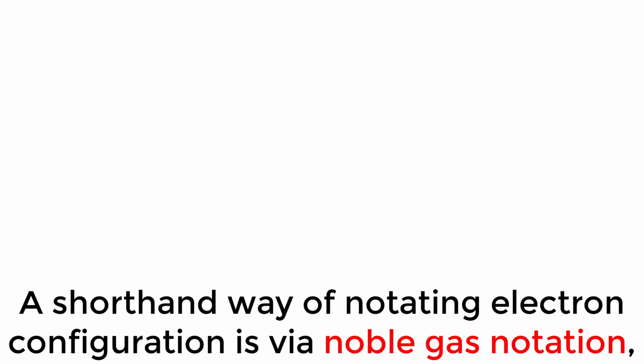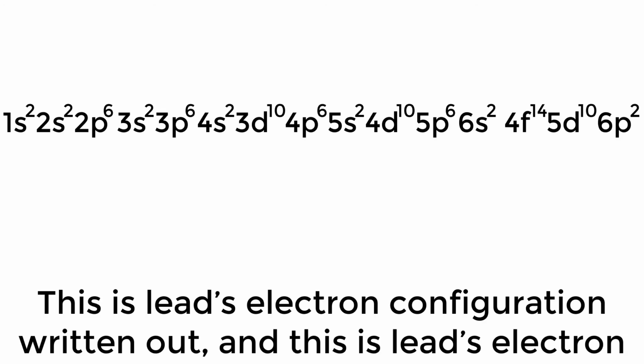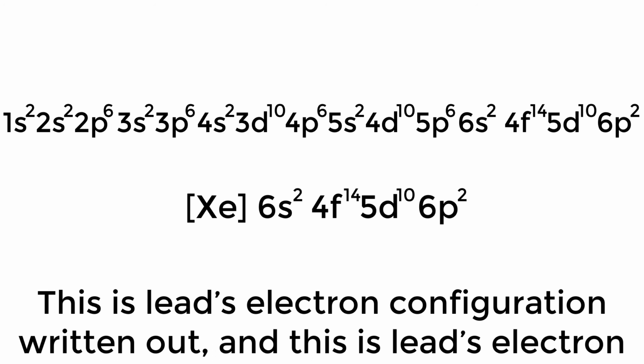A shorthand way of notating electron configuration is via noble gas notation, where you cite the preceding noble gas's symbol in brackets and write out the rest of the electron configuration normally. This is lead's electron configuration written out, and this is lead's electron configuration in noble gas notation.